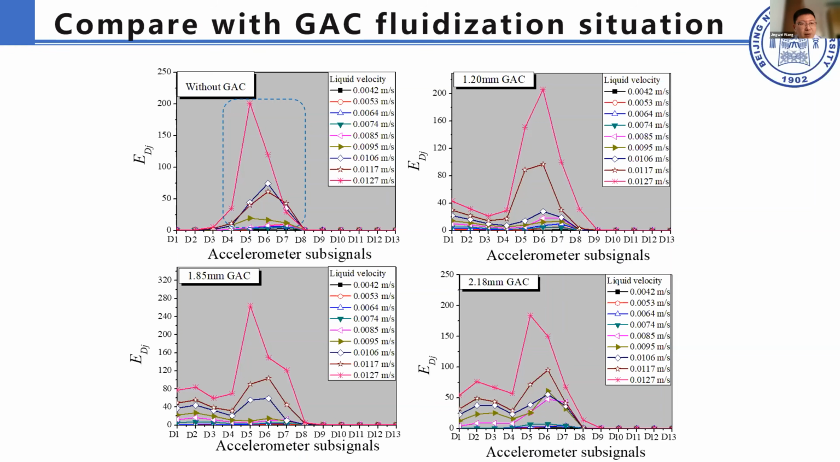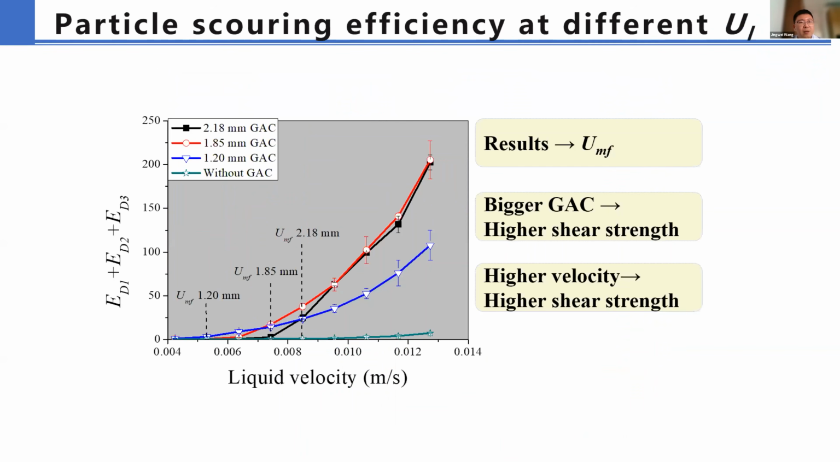Like in the first image, without GAC fluidization, only one peak shows in the curve. If we start the fluidization, especially with different sizes of GAC, then we can see two significant peaks. So we can know that the first peak refers to the GAC shear, and the second one is responsible for the liquid.